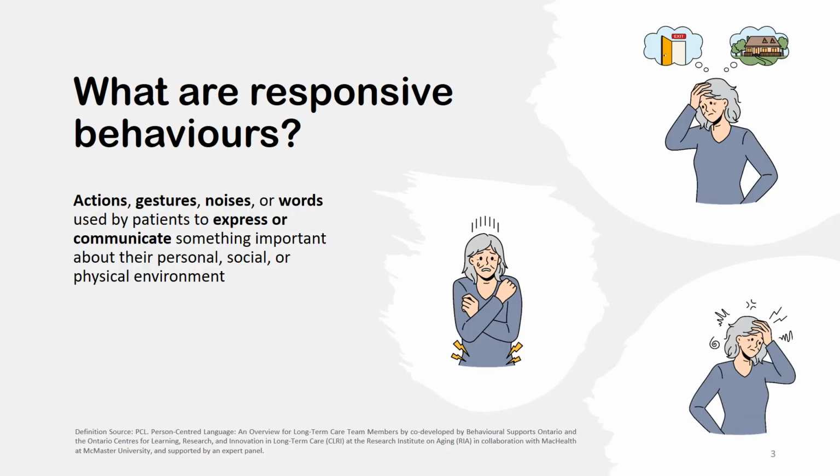The term responsive behavior has been introduced in healthcare settings in an effort to move away from labeling patients and instead encourage understanding about the meaning behind the behavior. Responsive behavior refers to behaviors exhibited by people who are experiencing an altered cognitive state or impairment as they respond to internal or external factors. These behaviors are actions, gestures, noises, or words used by patients to express or communicate something important about their personal, social, or physical environment.